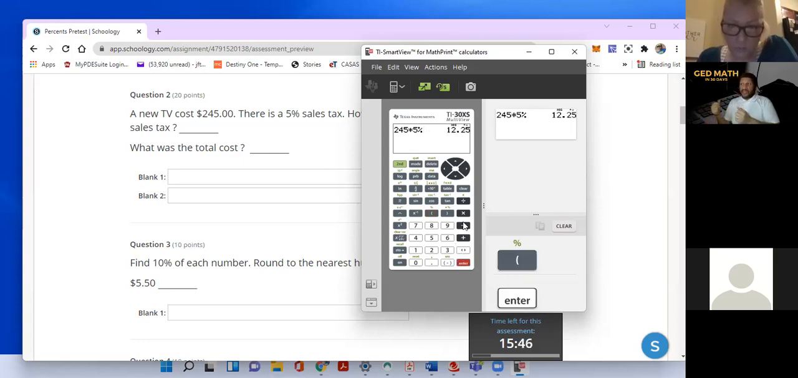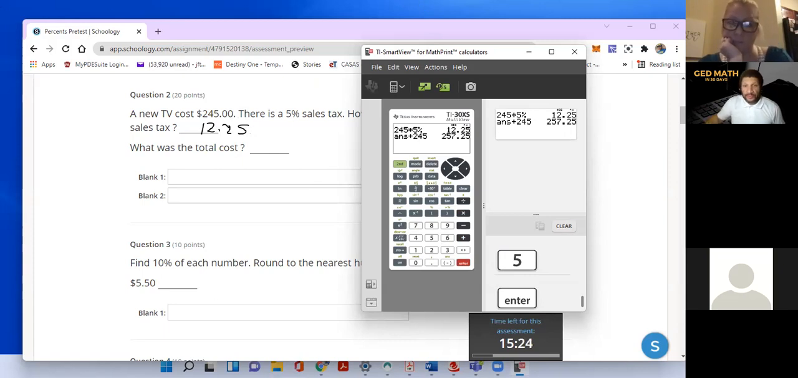So we know the discount or the sales tax is $12.25. So we would answer that question as $12.25. And then the sales tax gets added or subtracted from the amount of the TV? Added. So now with the calculator, we hit the addition sign and then just do 245. And now you have your answer.